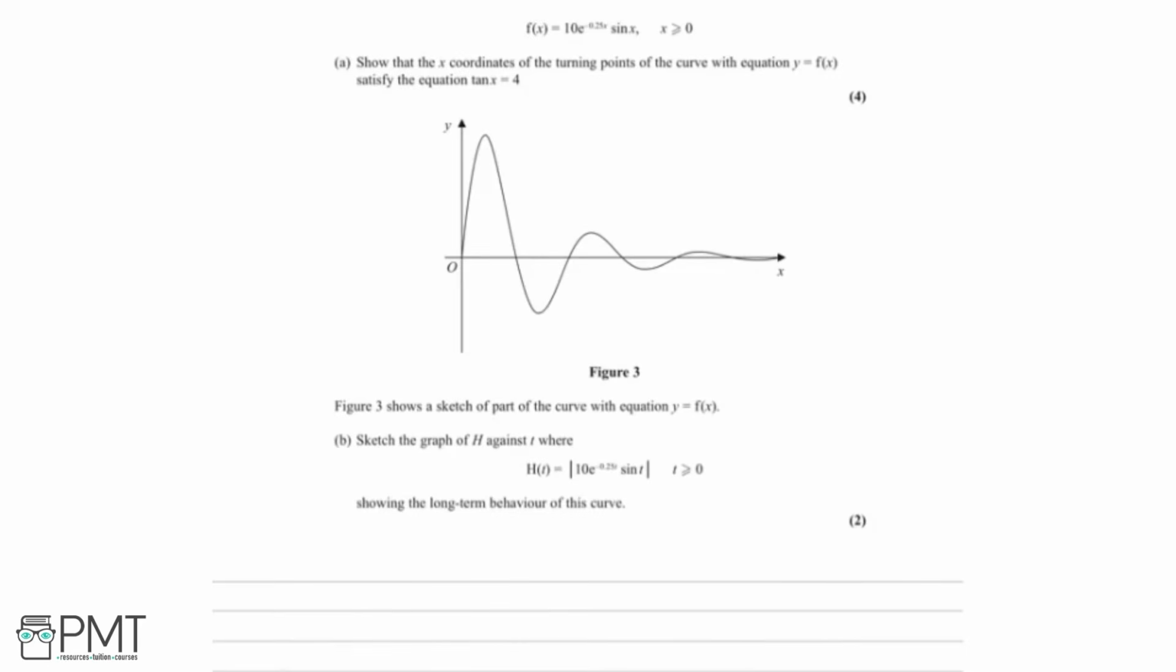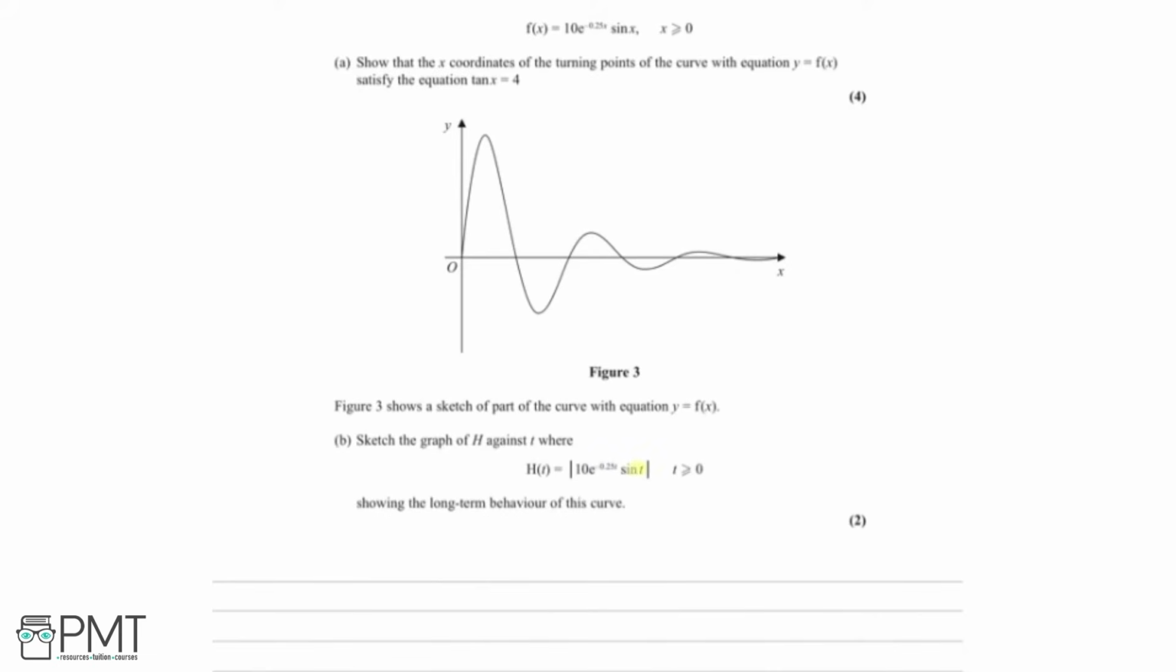So now we're going to take a look at part B. So part B says we need to sketch the graph of h against t, where h of t equals the modulus of t multiplied by e to the power of minus 0.25t multiplied by sine t. And we need to show the long-term behaviour of this curve. And this is for 2 marks.